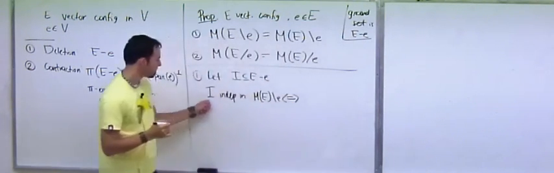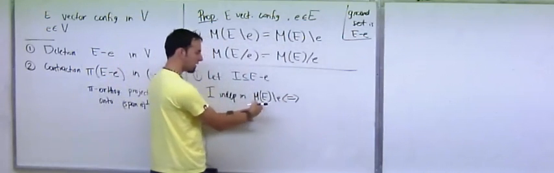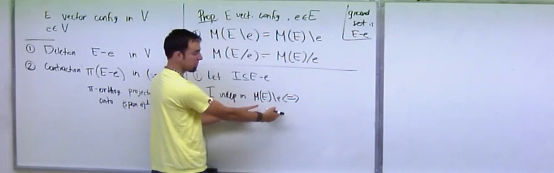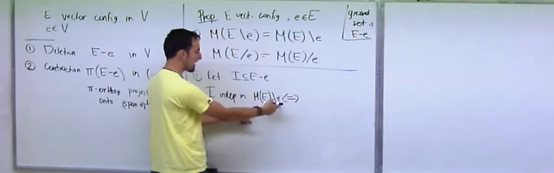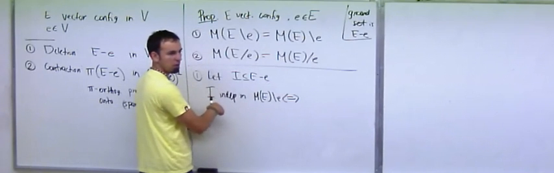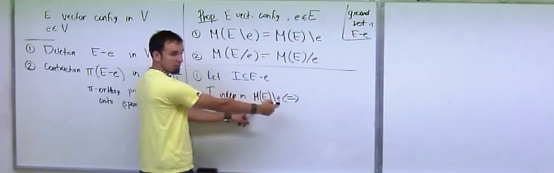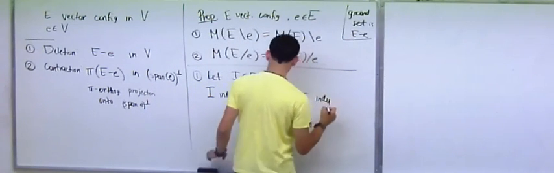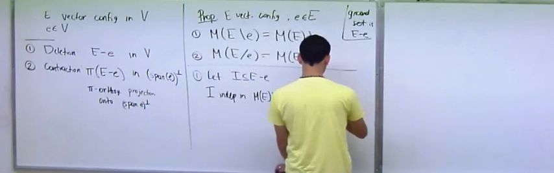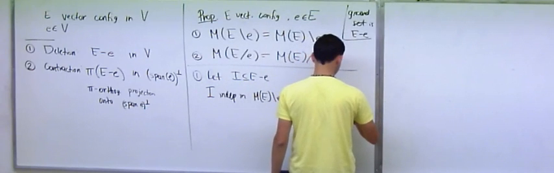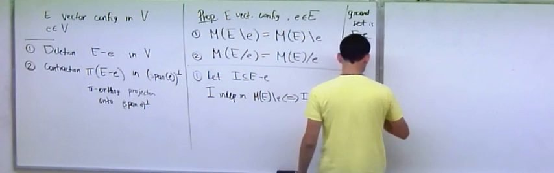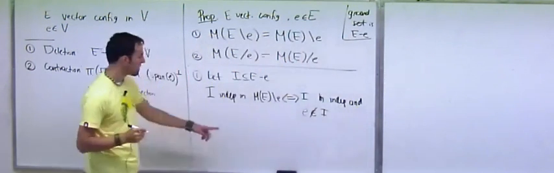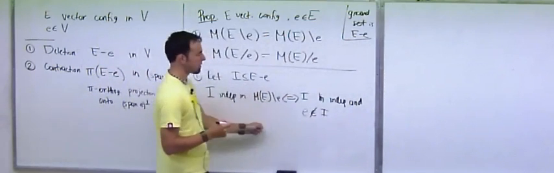Well, remember that we described the independent sets of the deletion of one element in a matroid. We said that if you take a matroid and delete one element, then the independent sets are the independent sets of the matroid that didn't contain that element. So if and only if I is linearly independent, and it doesn't contain E. That's what it means to be an independent set in the deletion matroid.